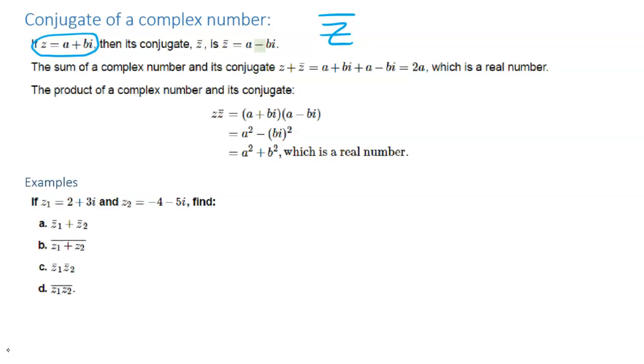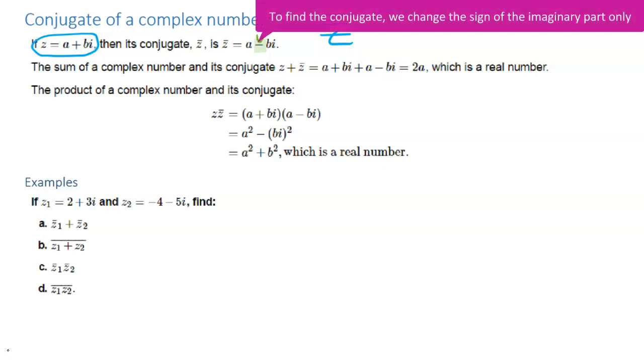So all we do to change a complex number to its conjugate is to change the sign of the imaginary part. So let's look at what actually happens when we have a complex number and its conjugate. It's got some interesting relationships. First line here says the sum of a complex number and its conjugate, so z plus z conjugate, would be a plus bi, that's z, and then plus a minus bi, which would be 2a, which is a real number. That's really interesting. The sum of a number and its conjugate has got to be a real number, because as we said, we changed the sign of that imaginary part, so it knocks it out.